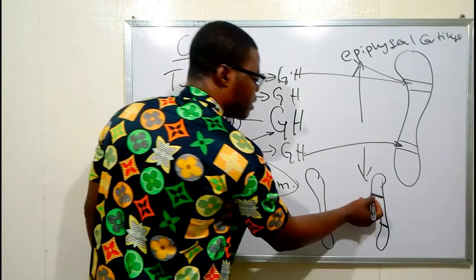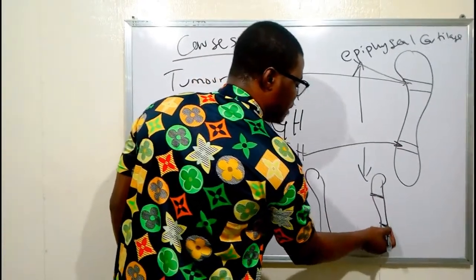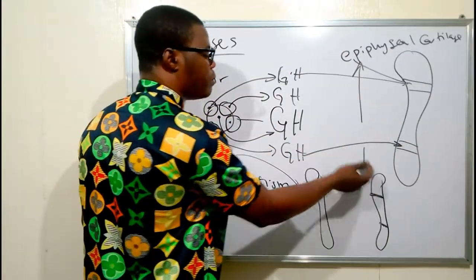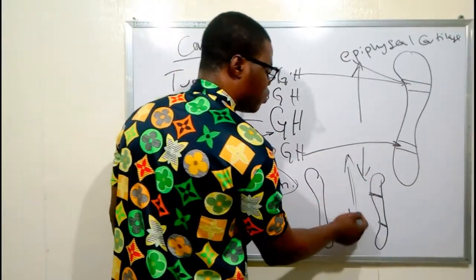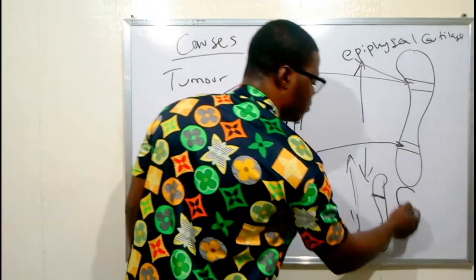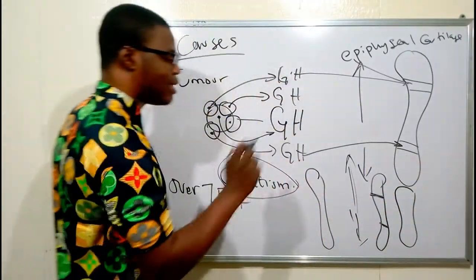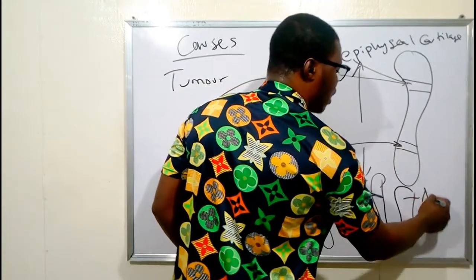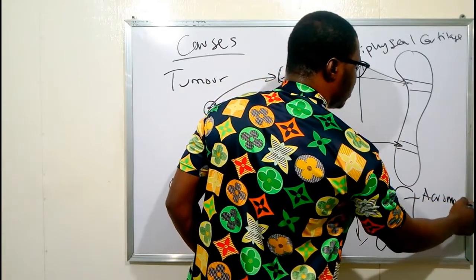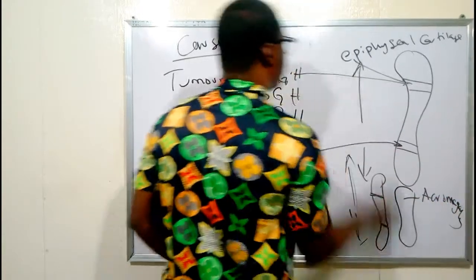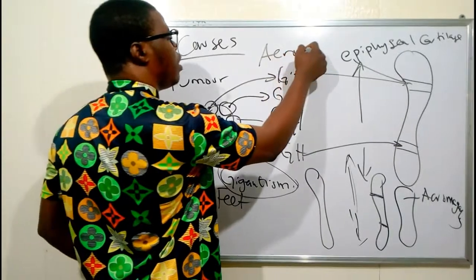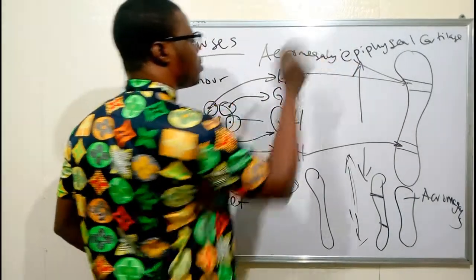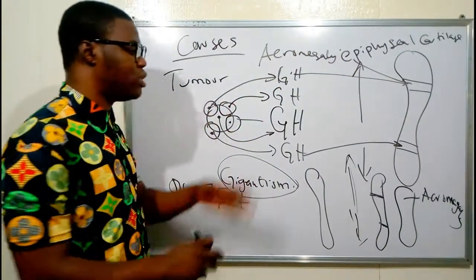Because the epiphyseal plate has been fixed, the epiphyseal cartilage has been fixed, so the bone will not be able to grow in length anymore. On the other hand, it is going to become large. And that condition is what we call acromegaly. So, that is oversecretion of the GH hormone.